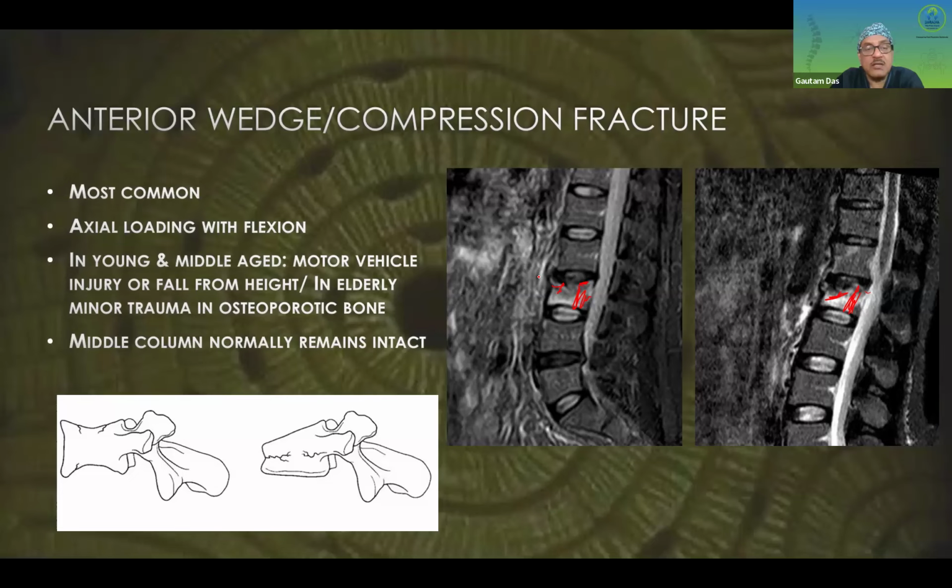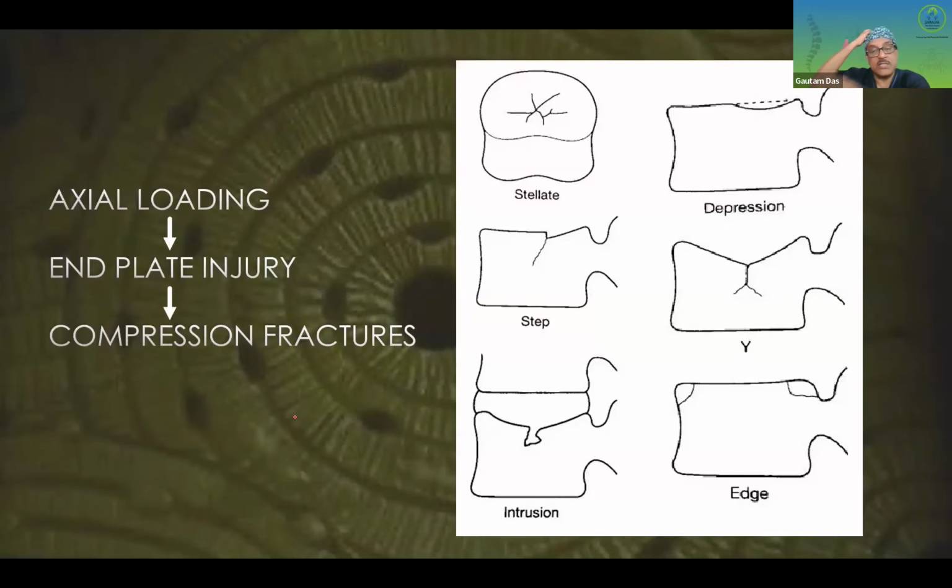If it is happening in the younger and the middle aged, sometimes it can be because of an accident, but in the younger and the middle aged, this fracture is less common. But again, remember, the middle column must be intact in this anterior OH fracture or anterior column fracture. And these are the ways how these different types of initial pathology start.